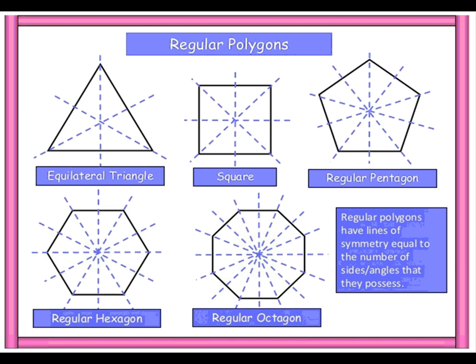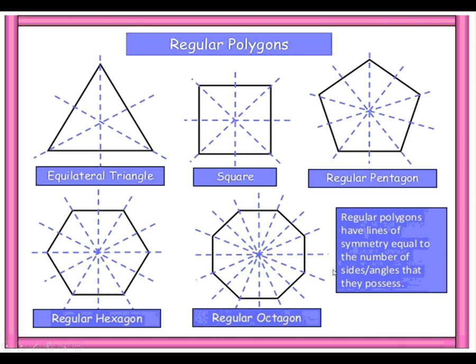Okay, and lastly, at the very end of the activity, you guys were seeing how many lines of symmetry these regular polygons had. An equilateral triangle had 3. A square had 4 lines of reflection. A regular pentagon had 5. A regular hexagon had 6, and a regular octagon had 8. So do you notice a pattern between how many sides the figure has and how many lines of reflection it has? Holy hot dog, they are the same.